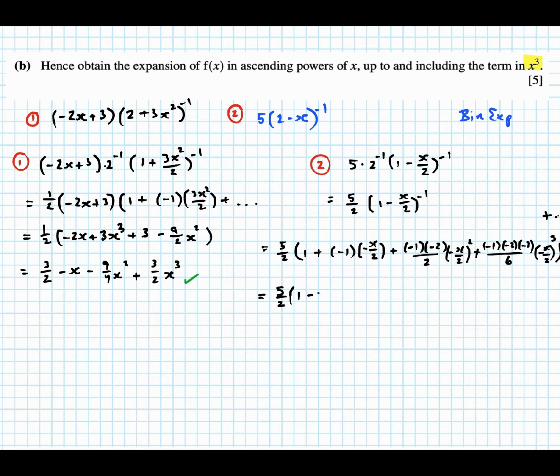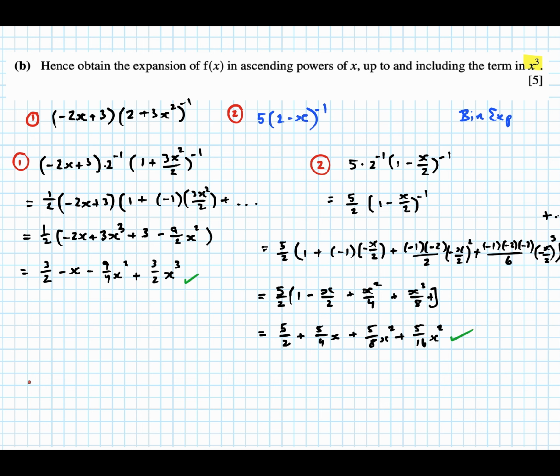And so 1 minus x over 2, minus and minus is a plus. Just be careful of your signs as well. x squared over 4 and x cubed over 8, plus dot dot dot. Goes on forever. So again, just try and put them in the same way. So 5 over 2 plus 5 over 4 x plus 5 over 8 x squared plus 5 over 16 x cubed.